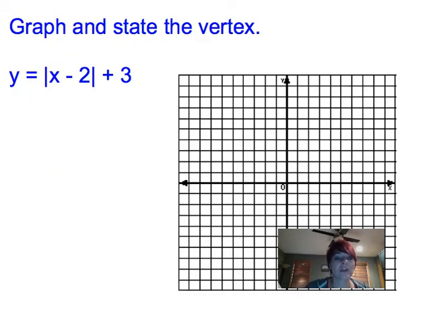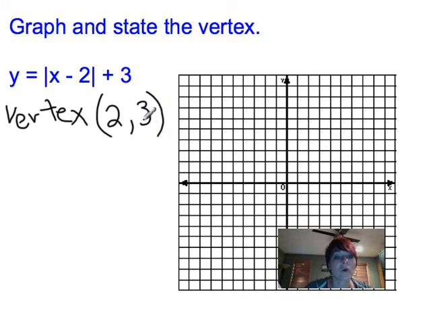So let's graph this equation, and then we're going to state the vertex. We've got y equals the absolute value of x minus 2 plus 3. Now to start out with, the vertex is going to be a point. Remember, since it's a negative 2 in here, the vertex is going to be at a positive 2 for the x, and the y is going to be whatever's out here. This is the k in the formula, so it's going to be positive 3. Okay, so it's only the opposite of what's inside the absolute value. So that's positive 2, y is positive 3.